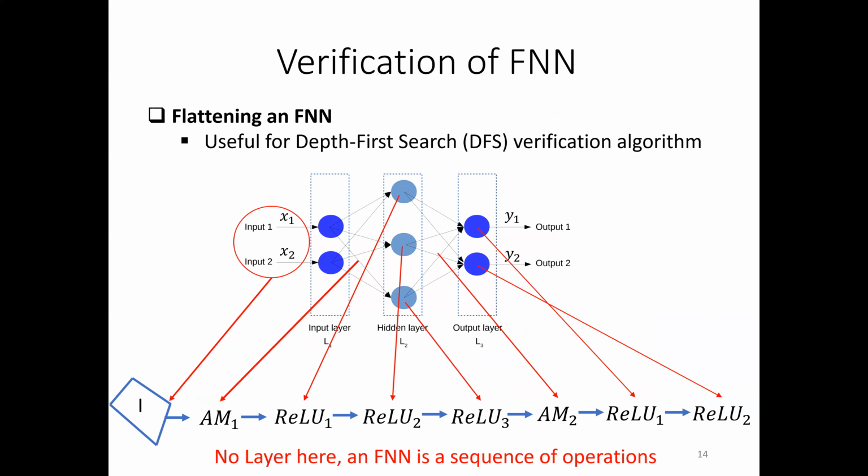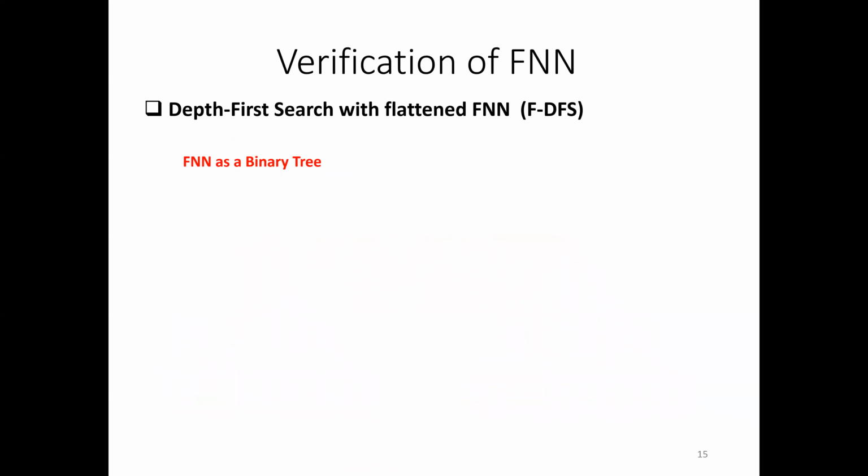So we have no layer here. And a feed-forward neural network is a sequence of operations, okay? Now, let's see how we can do depth-first search with a flattened feed-forward neural network. I call it flattened depth-first search. So we can transform a feed-forward neural network into a binary tree, okay?